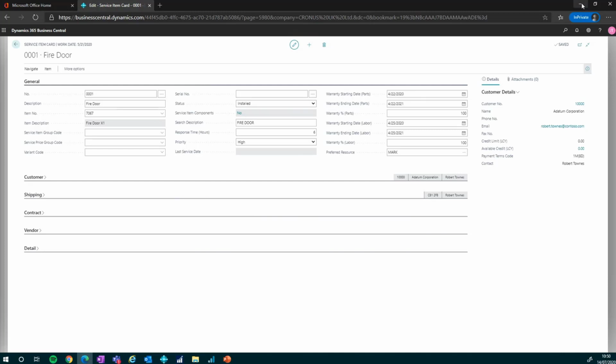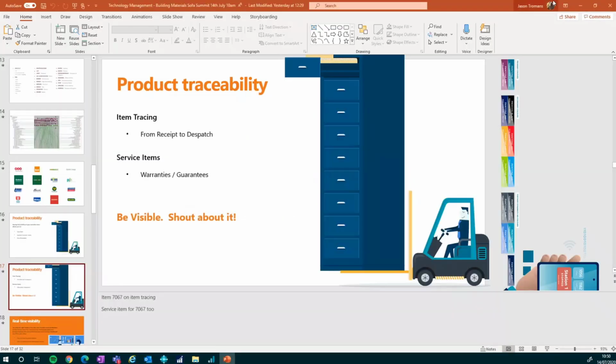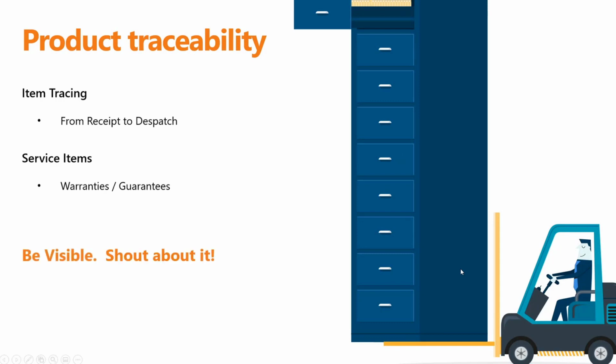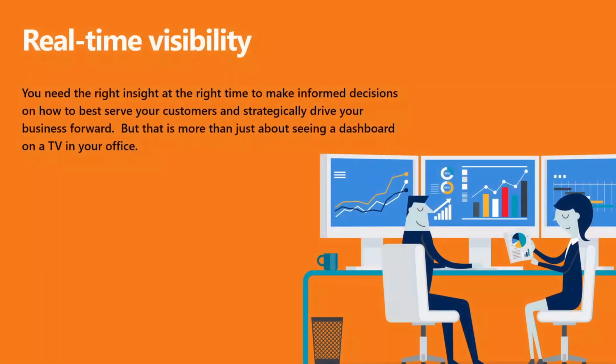So that's service items. So we just go back to the presentation. The final one is real-time visibility.